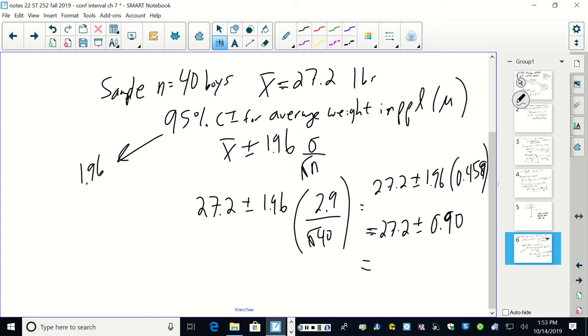And so this ends up being 26.3 and 28.1 pounds. You could take it to another decimal place, perhaps, but going much more beyond that probably implies a little bit more precision than we actually have. And so you're 95% confident that the actual average is in there, and this would be a successful interval because it would cover. Maybe we would like it narrower, but with 40 observations and a standard deviation of 2.9, we just can't defend it any more precisely.